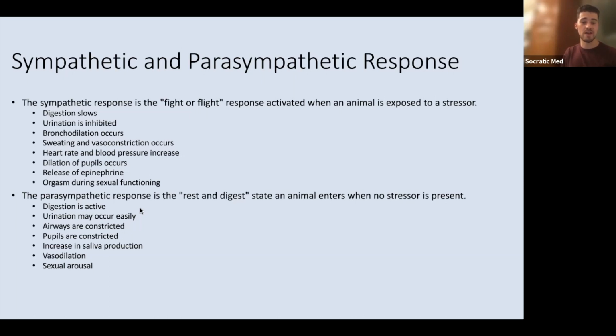There's an increase in saliva production because, as Anna mentioned before, and as we just spoke about with digestion being active, saliva production is a part of digestion. So that's going to increase when we're resting and digesting. Vasodilation, our blood pressure goes down, our heart rate goes down. We don't need to spend so much ATP pumping all of that blood because we're not using as much. And again, I just wanted to put right at the bottom that just daily activities, sexual arousal as opposed to orgasm, is actually mediated by the parasympathetic response.